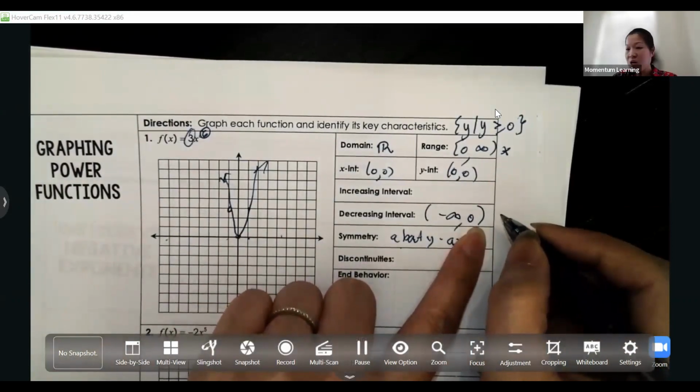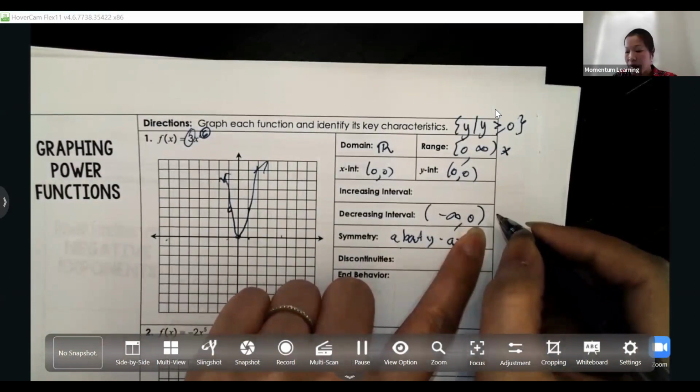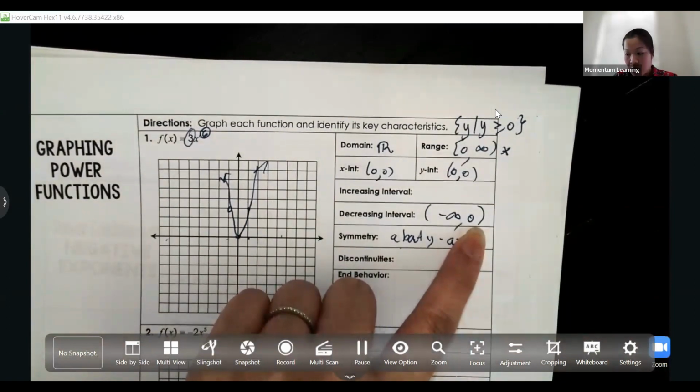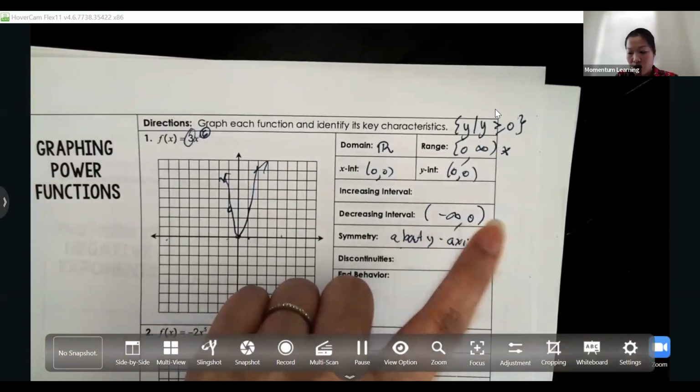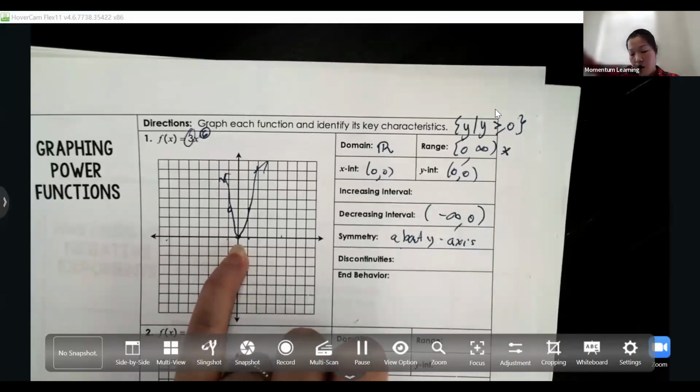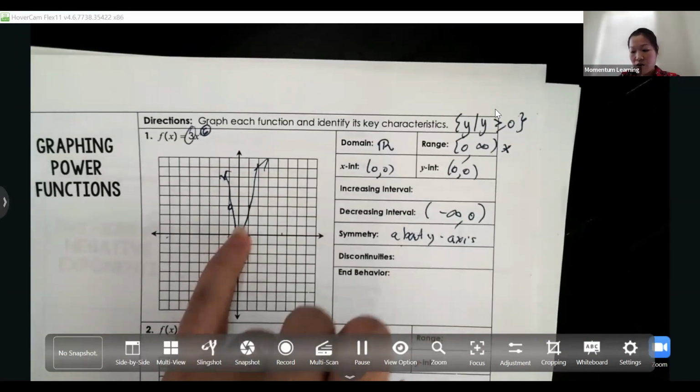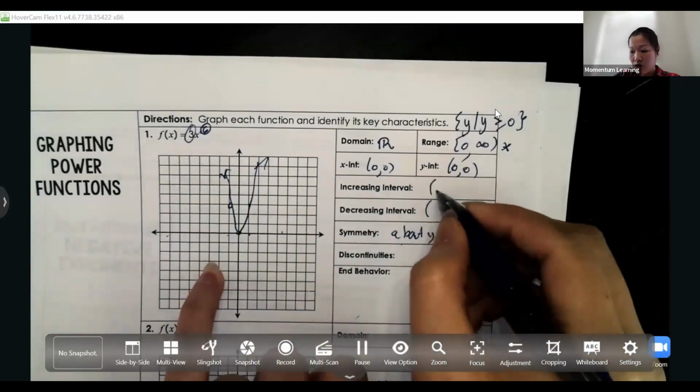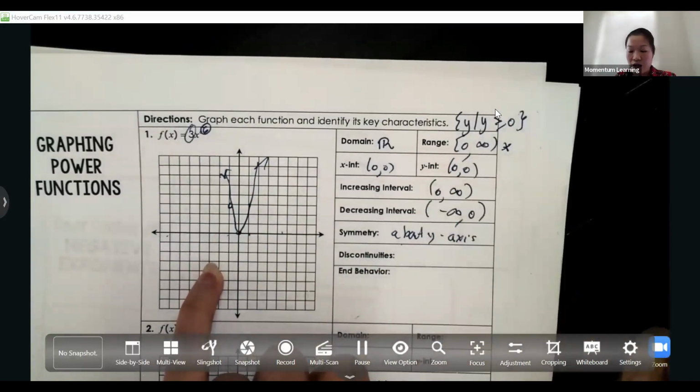We're not going to put a bracket ever. In AP and college, they don't use a bracket here because you don't know what happened at that point. That's called a critical number, where you get your max and your min. So we never put a bracket when we talk about decreasing or increasing, always parentheses. Increasing, go up: from left to right, your graph is going up here. So you start at 0 and go all the way to infinity.